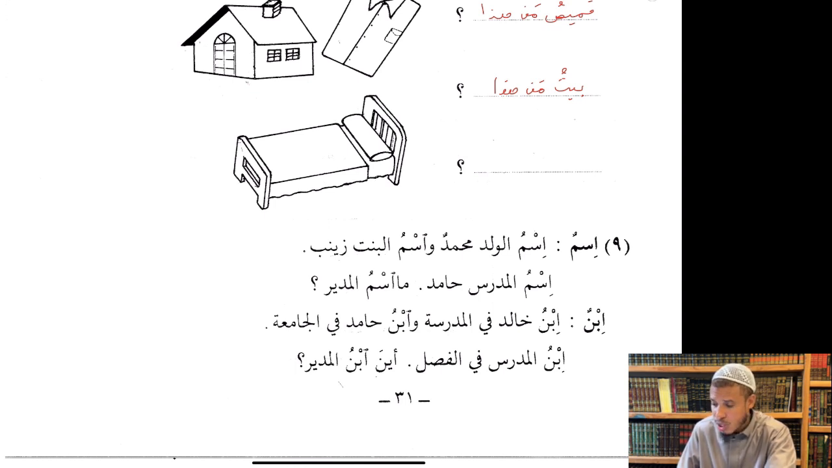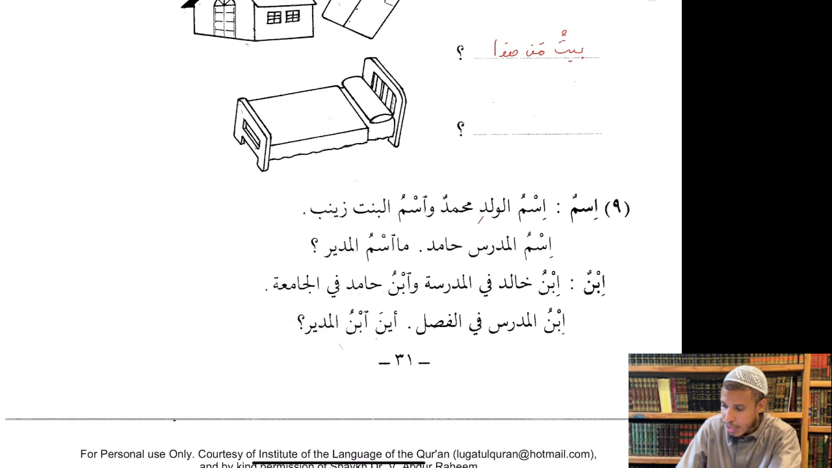We talked about the Hamzatul Wasl. اسم الولد محمد واسم البنت زينب. So look, wasmu, this is the Hamzatul Wasl there. We see it there. This is the wasl sign. اسم المدرس حامد. ما اسم المدير. You don't say ما اسم المدير with the hamza; you jump over the Hamzatul Wasl if something precedes it. Same thing.